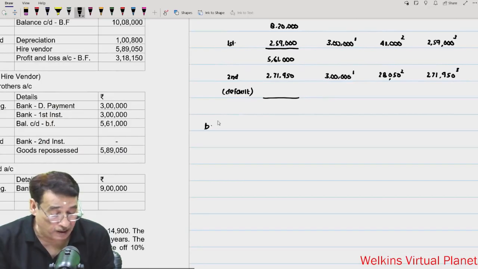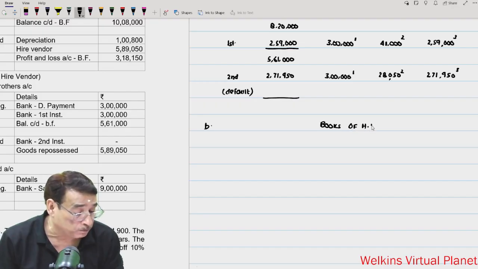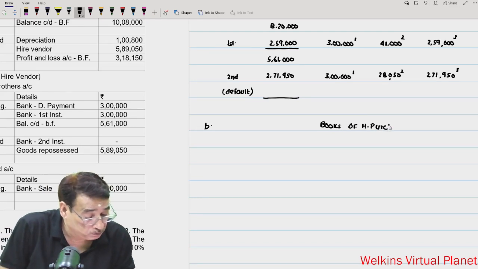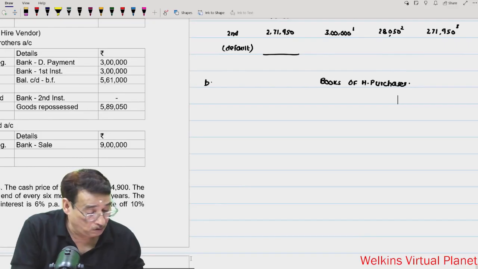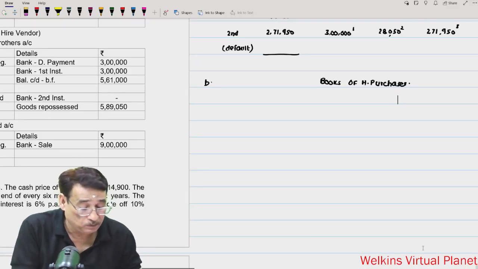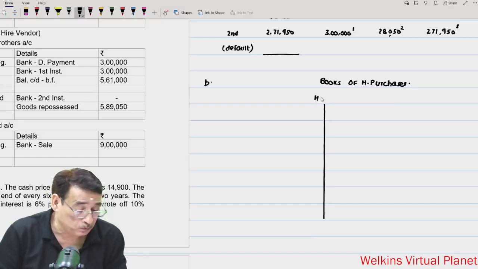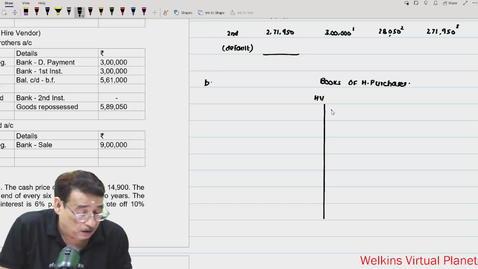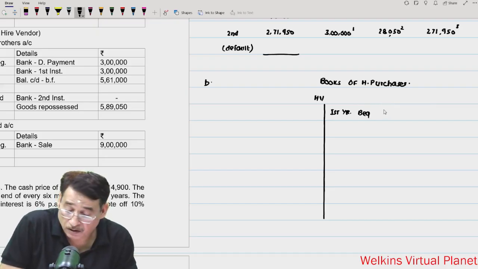Now, B, books of hire purchaser. As far as the hire purchaser is concerned, the hire purchaser will prepare the hire vendor account, as we know. So, hire vendor account. In the first year, at the beginning, we will purchase the asset. In this case, we are acquiring, I think, a truck. Right. So, by truck account, and the cash price is 11,20,000.